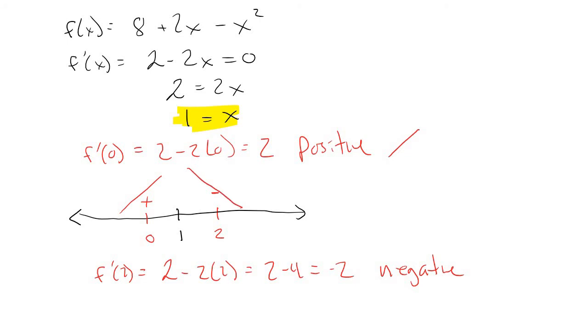So if we have an increasing tangent line to the left of my critical point and a decreasing tangent line to the right, because the slope is positive to the left and the slope is negative to the right, that means this point must be a maximum. And that is the first derivative test.